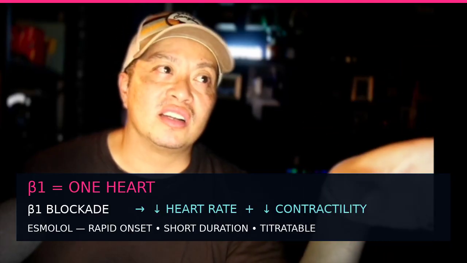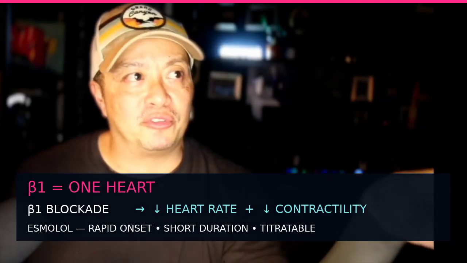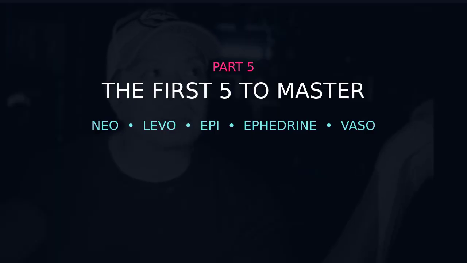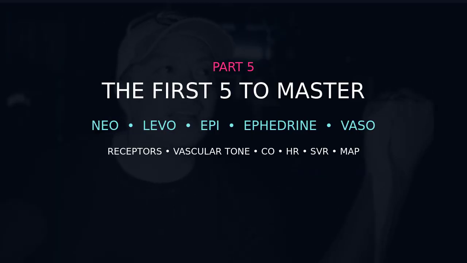Then you learn what makes each drug unique. For example, esmolol is extremely useful in anesthesia because of its short duration and rapid titratability. So now you have a framework. Again, this is all about receptors.